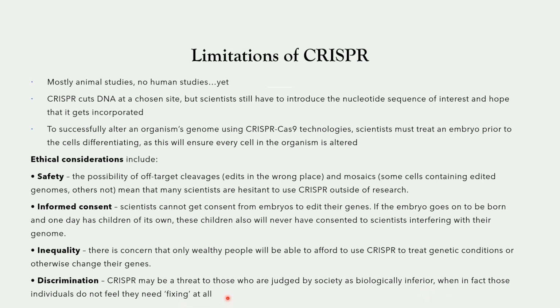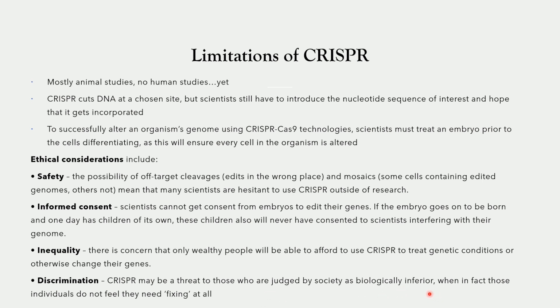So there might be people who want to make sure that the embryo doesn't have a specific gene or a specific trait, and they edit their baby's genome using CRISPR so it doesn't have that specific trait. But obviously groups in society might think, actually, this is not a bad thing. We shouldn't be editing people's genomes, or they might be opposed to it because it's saying that anyone with this trait might be biologically inferior.